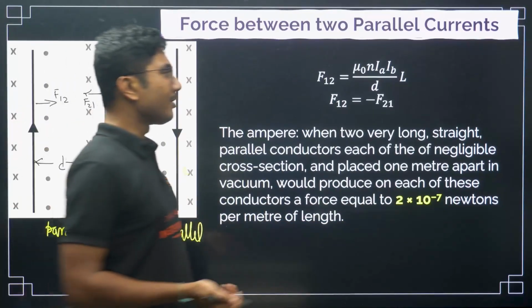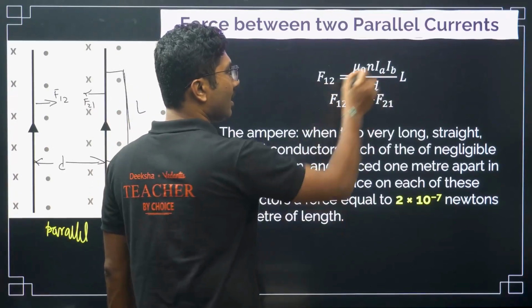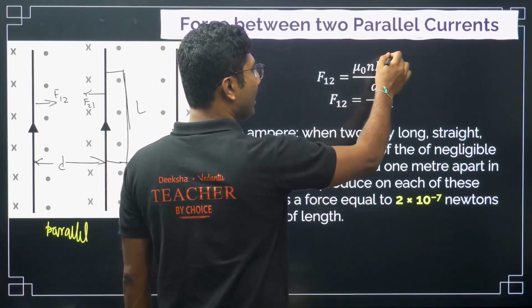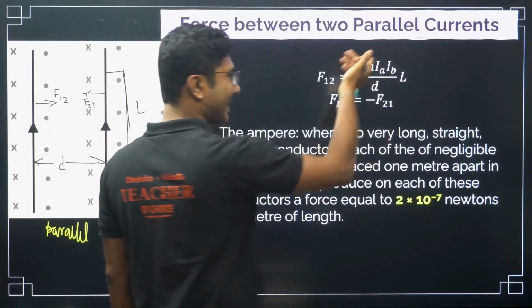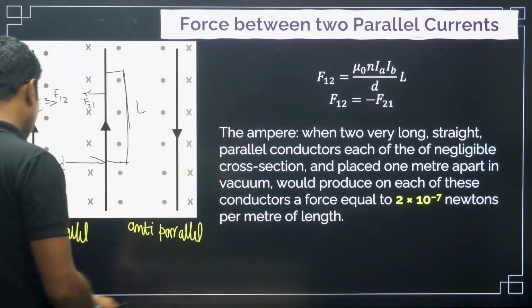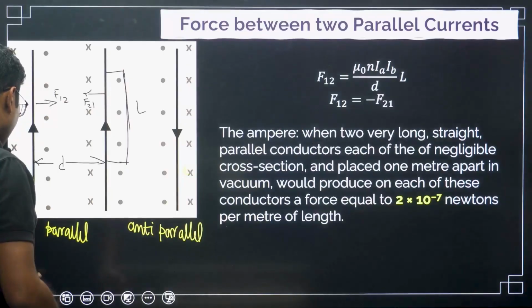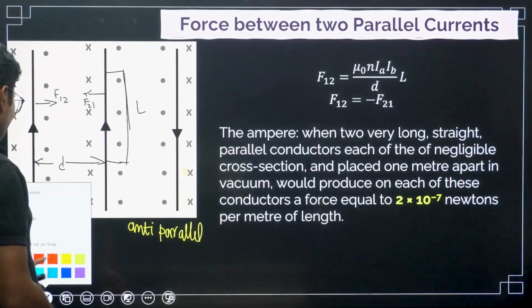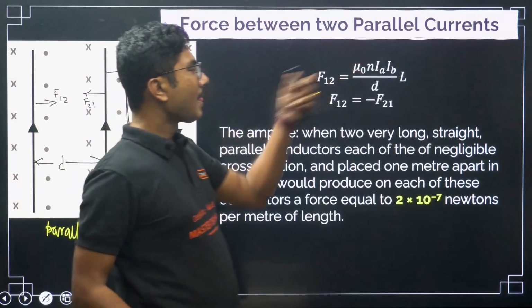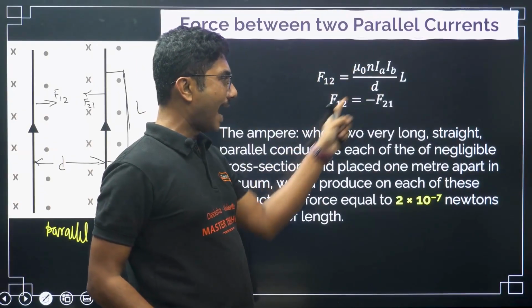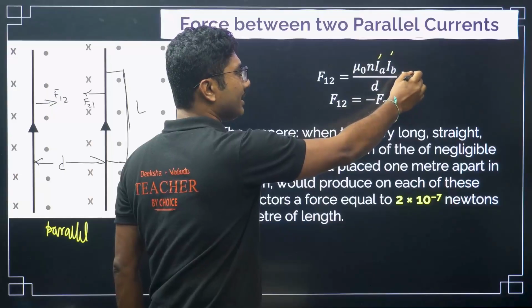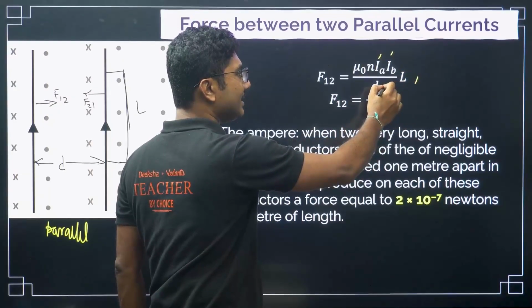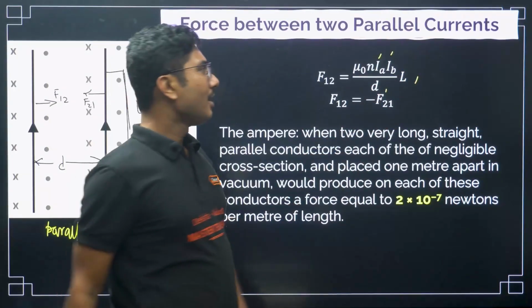So what is the meaning of that? If you put everything as 1, so current I equals 1, length equals 1. Now n is the number of turns, but the number of turns is not important here, since only 2 wires are there. So if you add everything, this is 1, this length is 1, this distance is also 1, then what will happen?